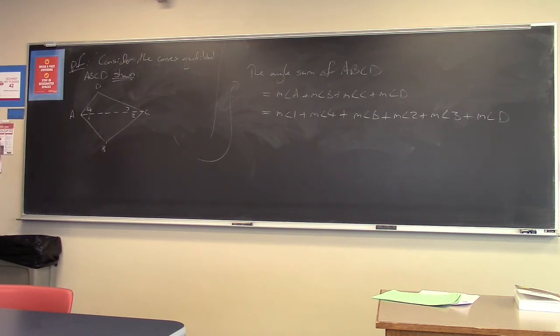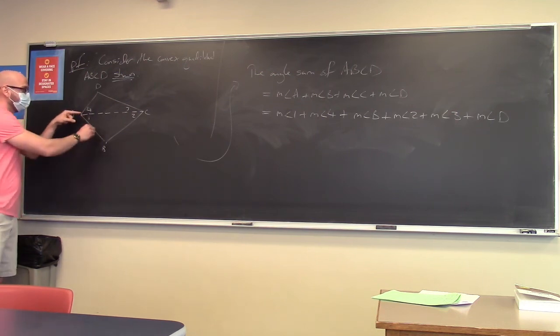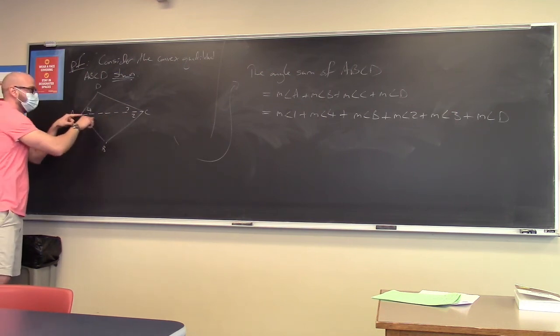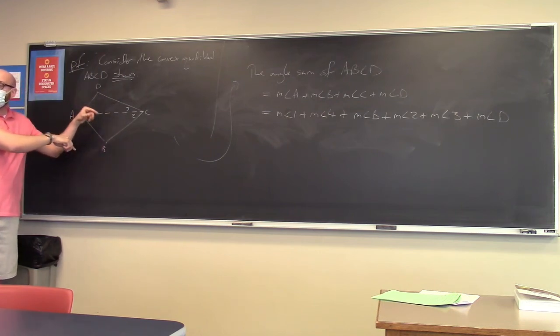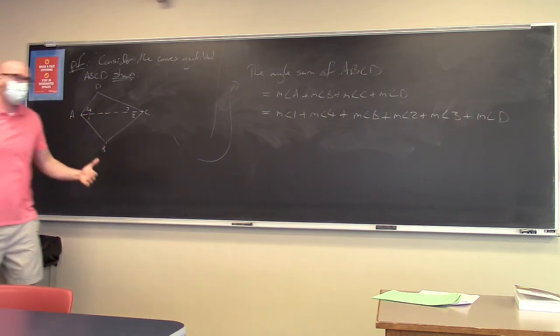Can you see where I'm going with this? Now I'm just going to group them into appropriate triangles. 1, 2, and B is a triangle. 4, 3, and D is a triangle. Both of those individually add up to less than or equal to 180.